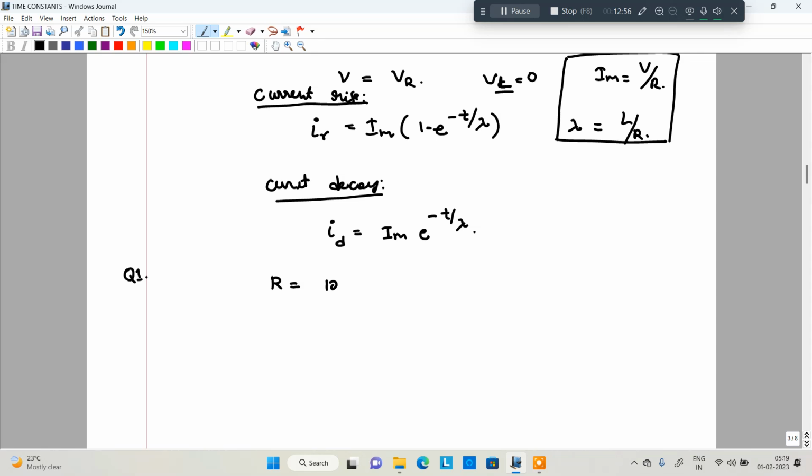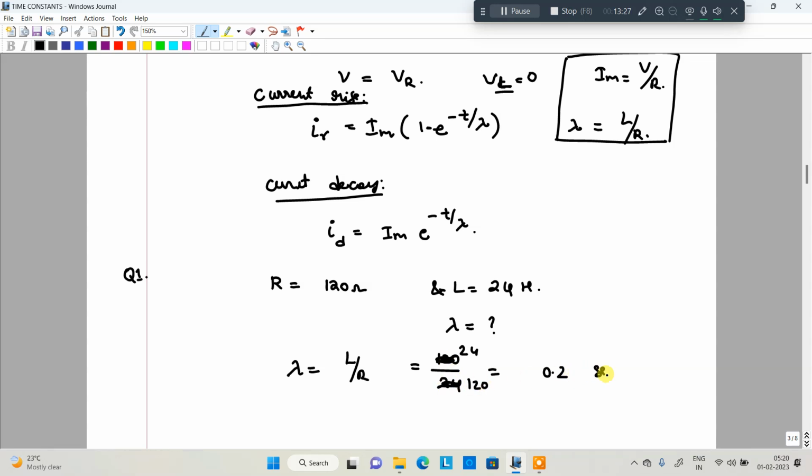The question will be, for example, R is equal to 120 ohms and L is equal to 24 Henry. So what about the lambda value, the time constant? Time constant tau or lambda is equal to L by R. L is 24 and R is 120. That will be L by R, 24 by 120, which is equivalent to 0.2 seconds. Okay, that's the calculation of the time constant, L by R.